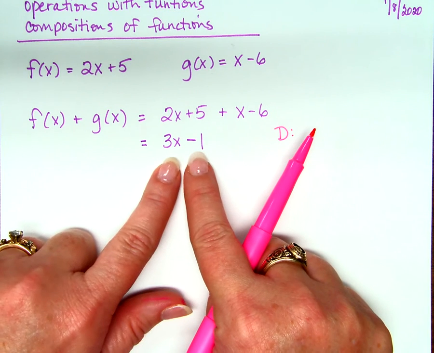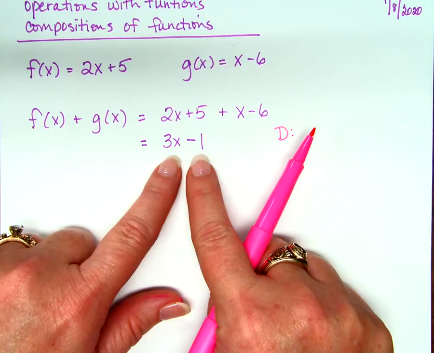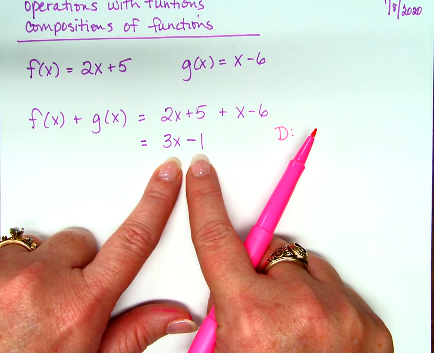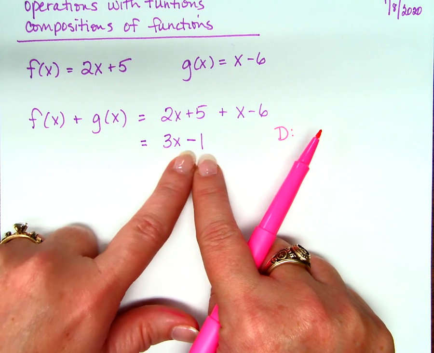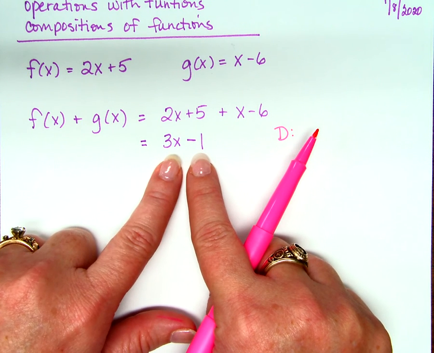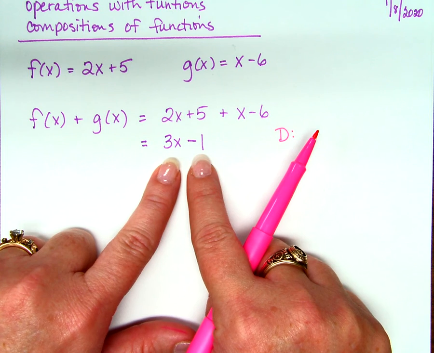So I need to think about this in my head. What shape is this new function? It would look like y equals 3x minus 1. What shape is that? A line. What's the domain of lines? All real?